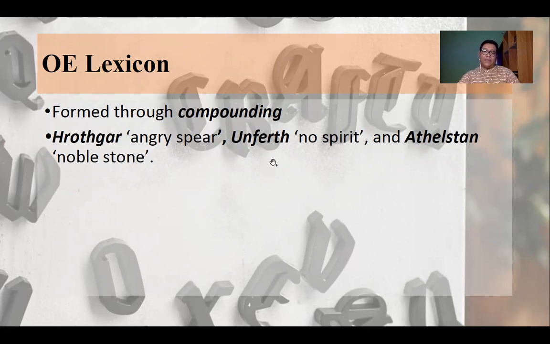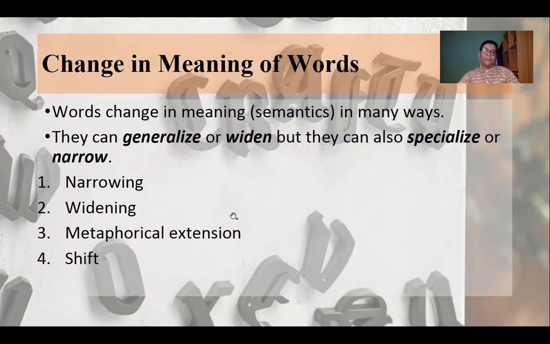For example, instead of saying angry spear, the word used was Hrothgar. Instead of saying no spirit, the word used is Unferth. And instead of saying noble stone, the word used is Athelstan. So see, in the Old English lexicon, a single word is used to refer to two words in the modern English. Change in meaning of words.